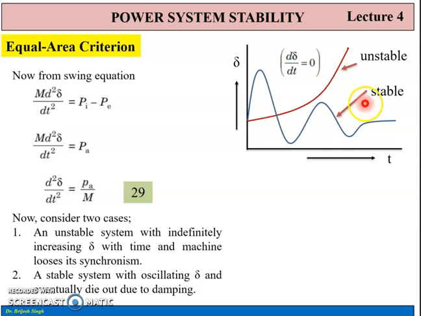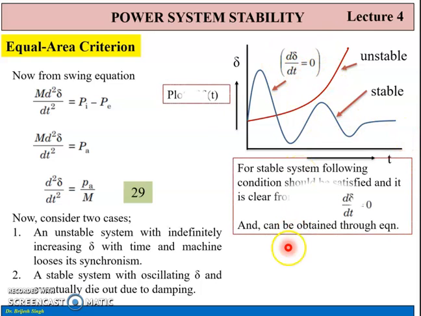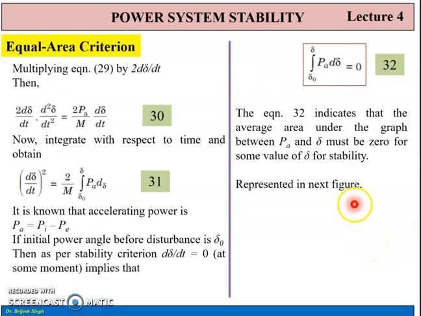So this is known as a stable system. From the swing coefficient criteria, d delta upon dt is equal to 0. For stability of any system, it is mandatory that the change in the load angle with respect to time should be 0. If your system is stable, then this point should be satisfied. So for a stable system, the following conditions should be satisfied, and it is clear from the figure. And it can be obtained through this equation.